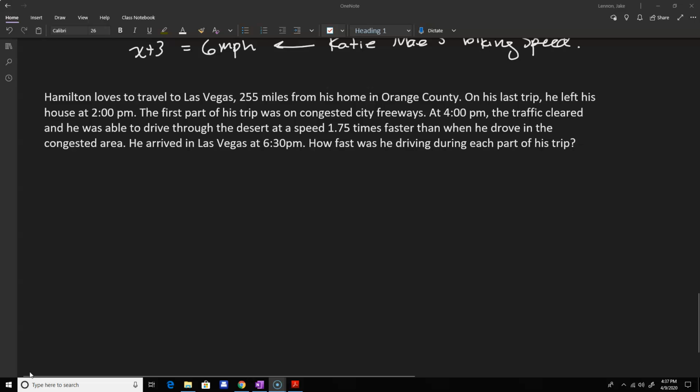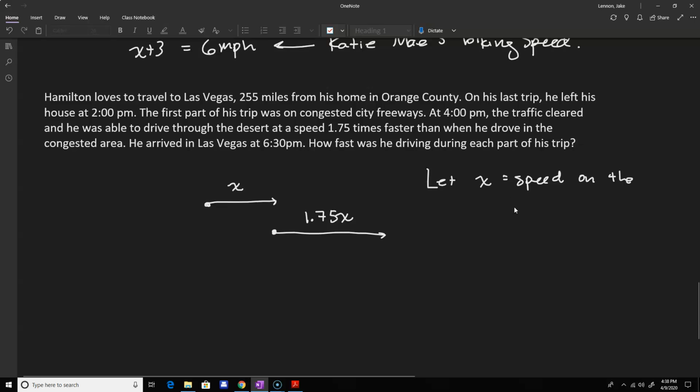So we've got one trip here kind of divided into 2 segments. We've got segment 1, and then we've got segment 2, where he's driving faster. So in the first segment, if we call his speed x, then the second segment he's driving at 1.75 times x. So let x be the speed, or the average speed, on the first part of the trip.